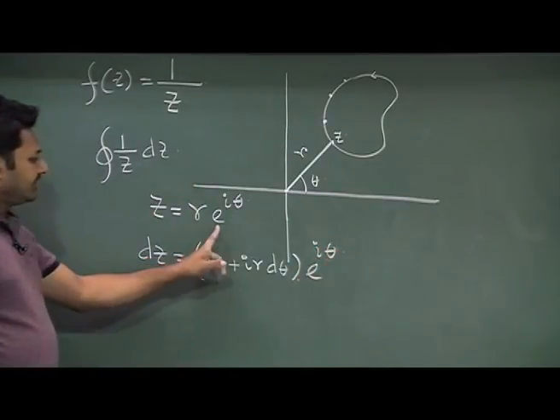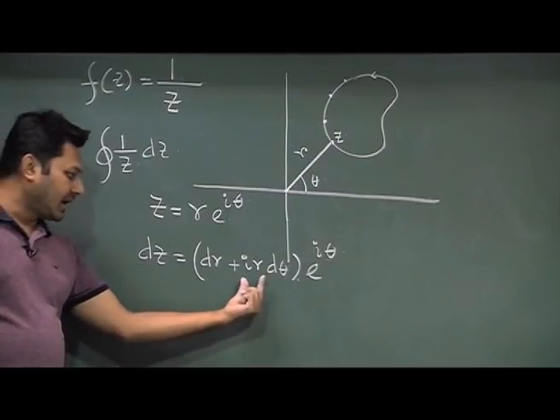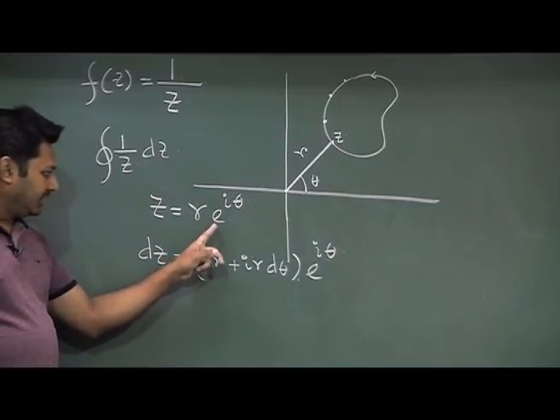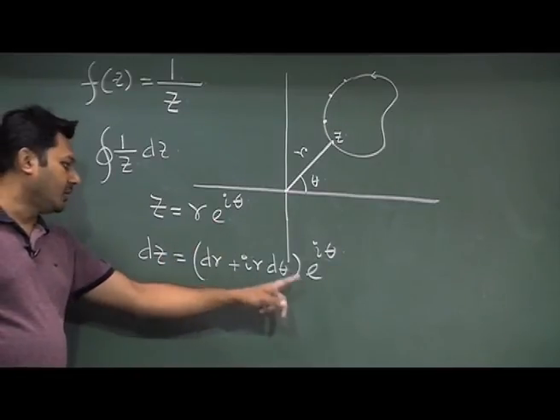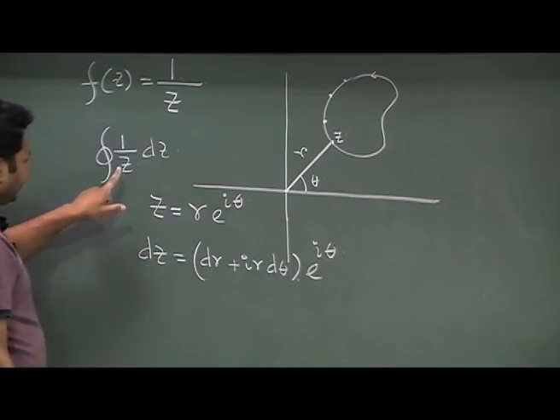If z is r e to the power i theta, then dz has to be dr plus i r d theta, multiplied by e to the power i theta. For this case, dr e to the power i theta will be there, so I take the e to the power i theta common on both sides, so it is outside and I will get this straightforwardly. Now I will put it here.